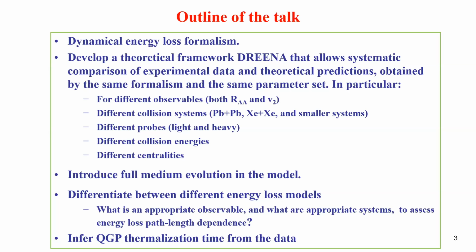In particular, we want to develop a framework which can systematically generate predictions for different high PT observables, such as RAA and v2, different collision systems, lead, xenon, and other small systems, then different probes, both light and heavy, different collision energies, different centralities, and so on. Within this, our main goal is to introduce full medium evolution in the model, where we first start with 1+1D Bjorken expansion, and then we continue to 3+1D medium evolution, which will also be presented today.